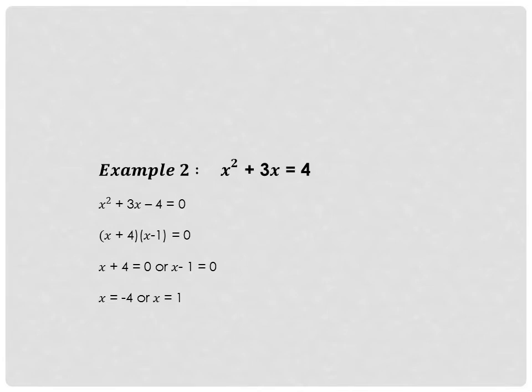to look for x. So we make x to stand alone. We are going to have x is equals to 0 minus 4, x is equals to negative 4. Or x minus 1 is equals to 0, x is equals to 0 plus 1, and 0 plus 1 is 1. So we are going to have x is equals to 1.